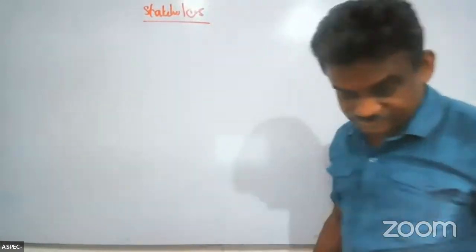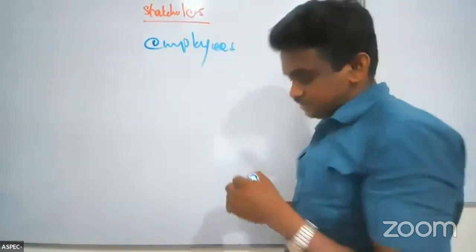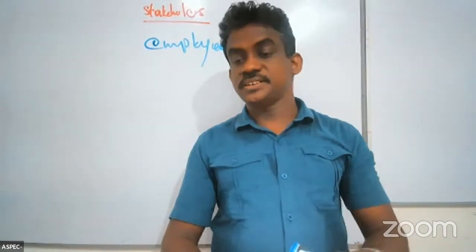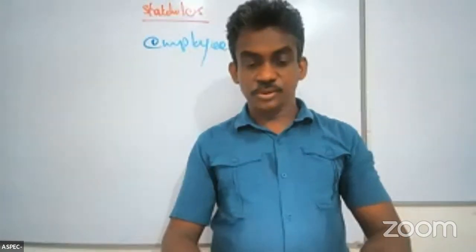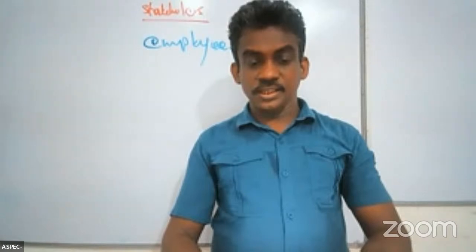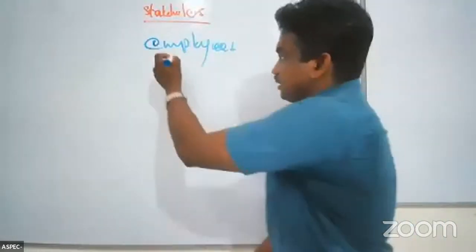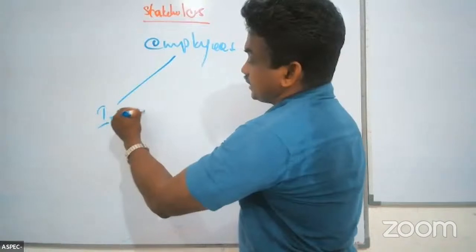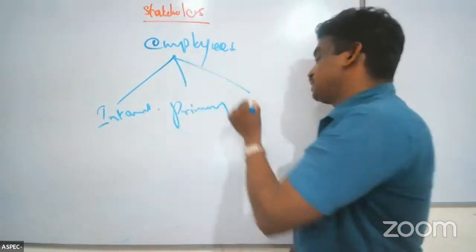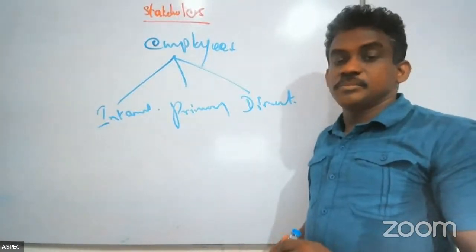Then employees. Employees are also important stakeholders of the business. We have to closely look at the characteristics of the employees. Employees are direct stakeholders of the business, internal stakeholders, then primary stakeholders, direct stakeholders. We can say employees have a direct stake in the business.